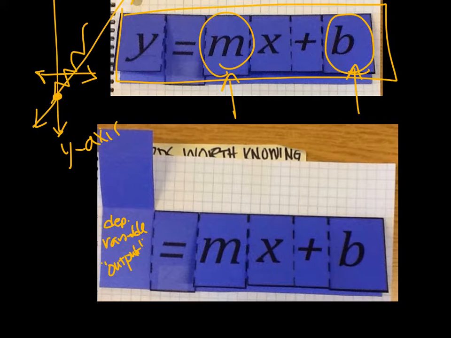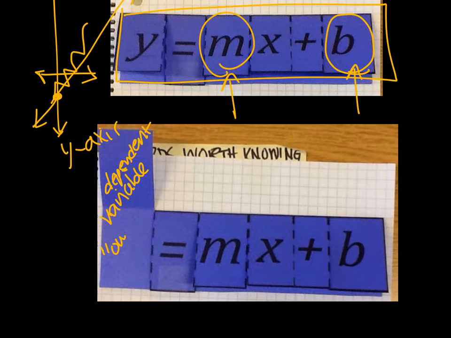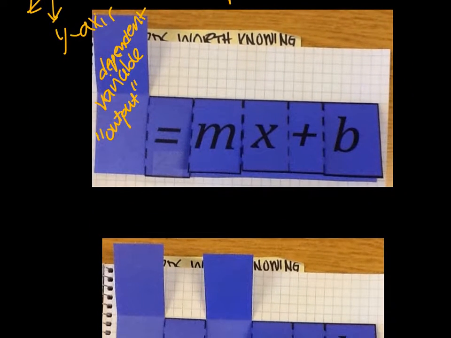Oh my goodness, that's horrible handwriting. Let me erase this and restart. So we have the dependent, that's not an E, dependent variable. We can call that the output. There we go.